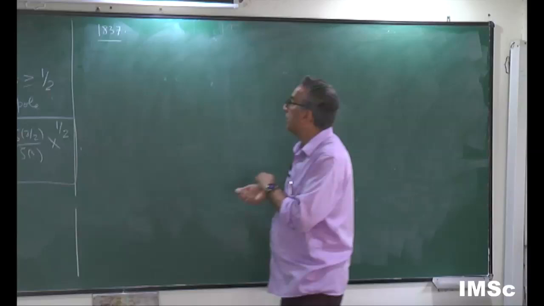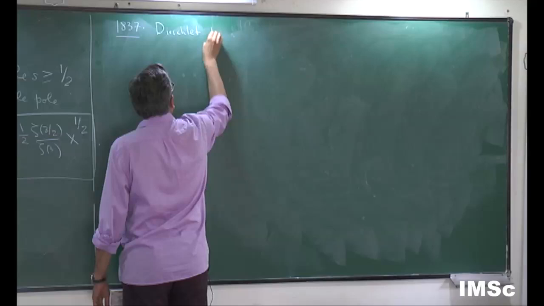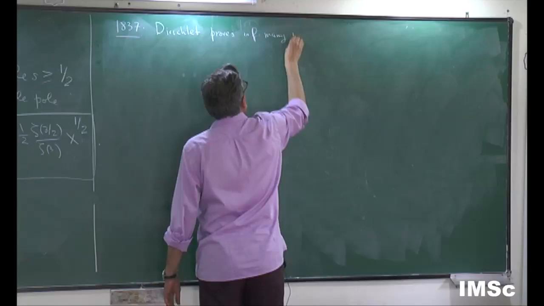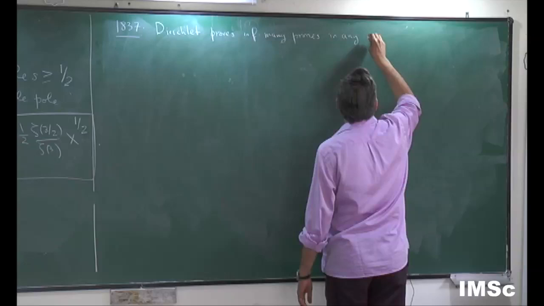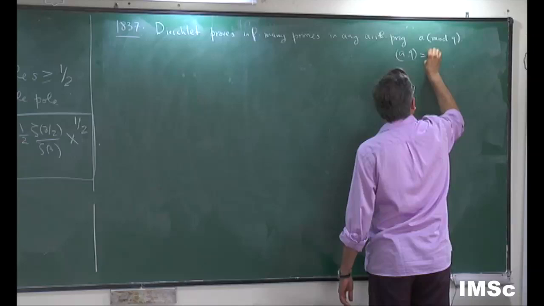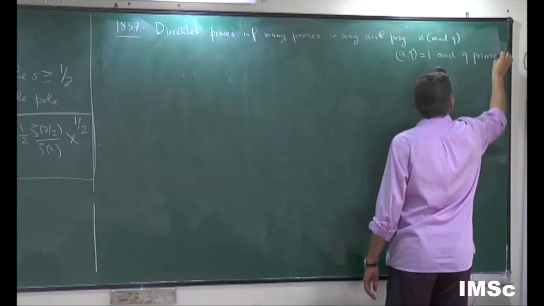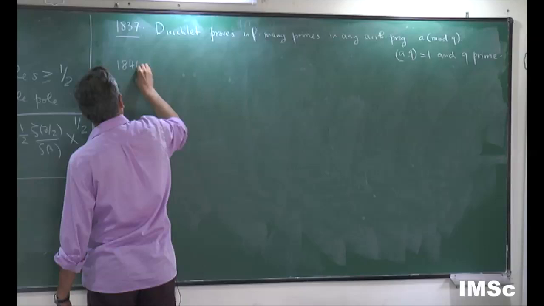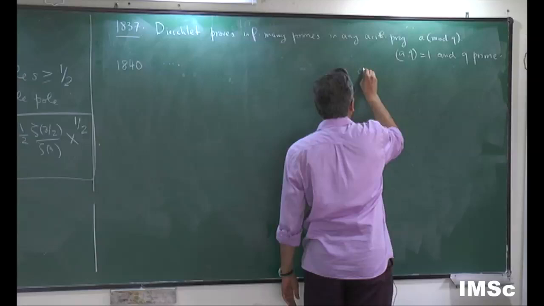So 1837, Dirichlet proves infinitely many primes in any arithmetic progression A mod Q, with A and Q relatively prime, and Q prime number. And I think he has to work a little hard, and finally in 1840 he gets the whole thing with Q composite. It has to do with Gauss sums, Q composite.